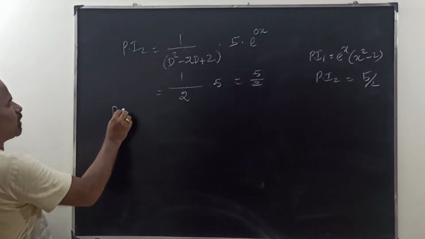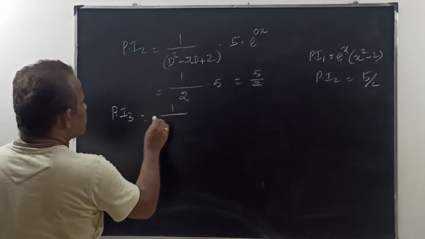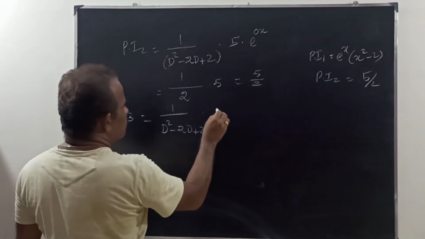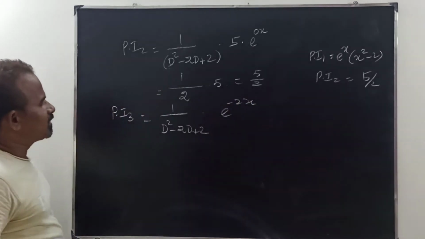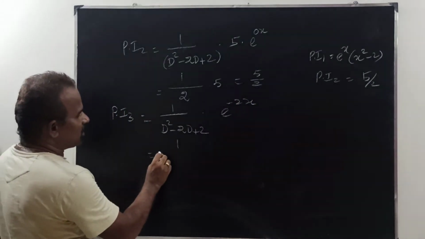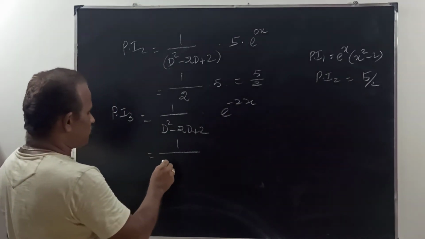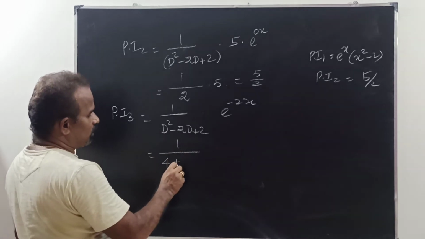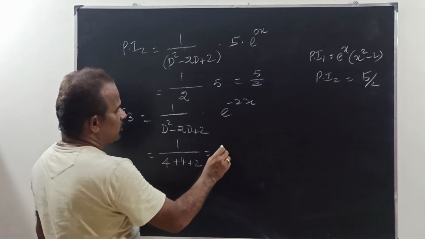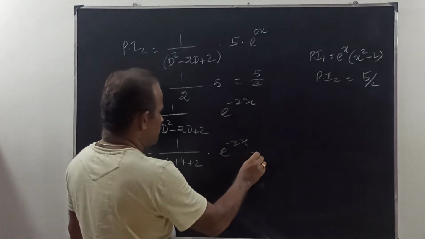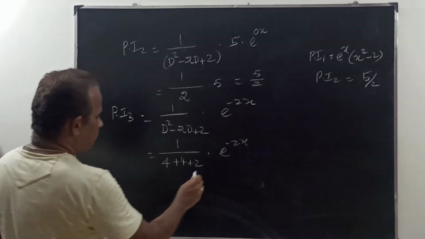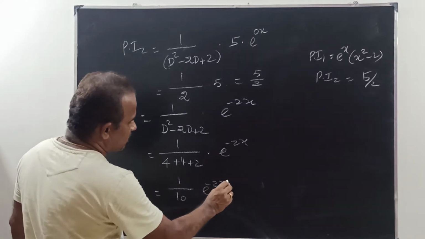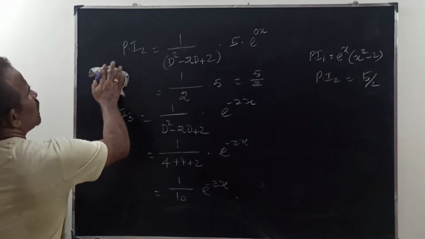Particular integral 3 is equal to, again, 1 by (D squared minus 2D plus 2) into e power minus 2x. So this becomes what? 1 divided by, D is replaced by minus 2. So therefore this is plus 4. So here it is minus 2 into minus 2, again plus 4. Therefore plus 2 into e power minus 2x. So this is equal to 1 by 10 into e power minus 2x.